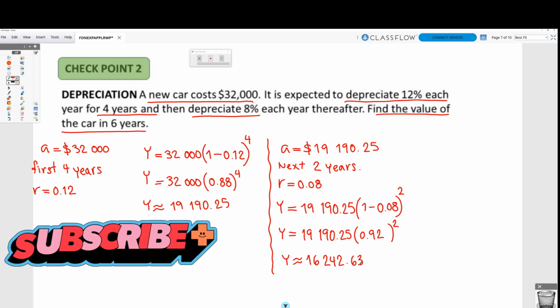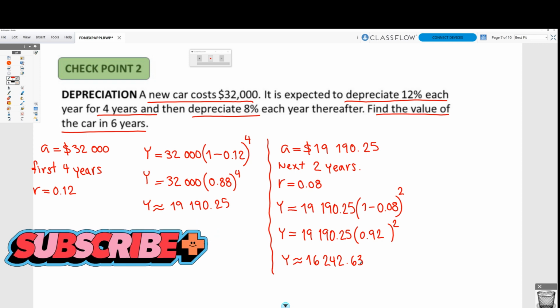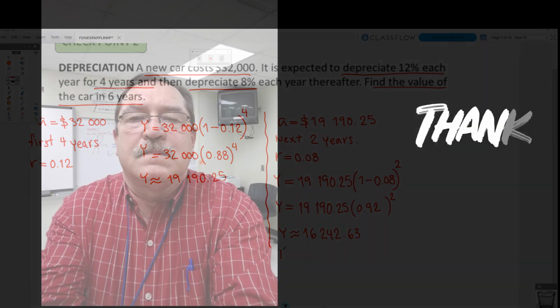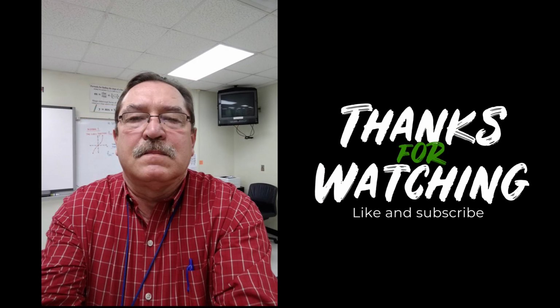After a total of 6 years, the value of the car will be $16,242.63. I hope this video helped you with the study of the application of exponential growth and decay.